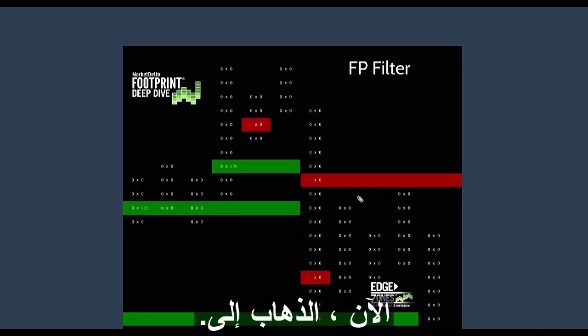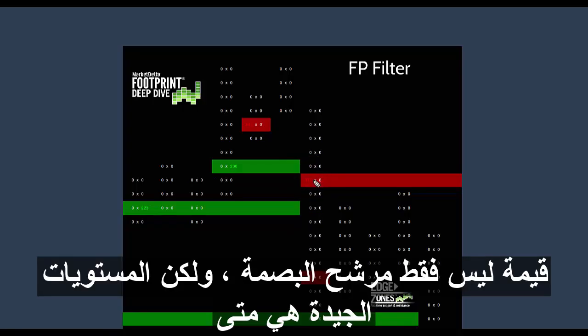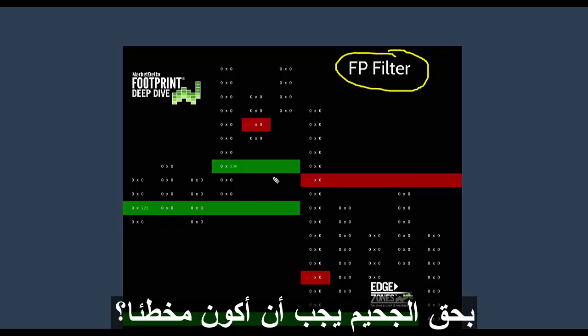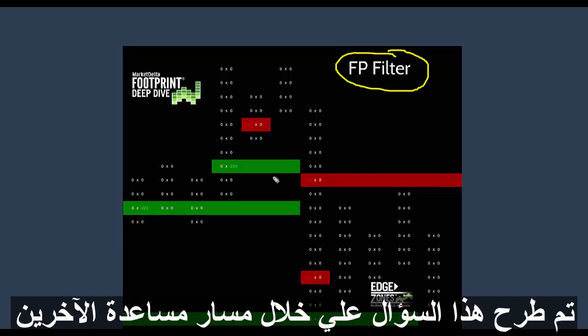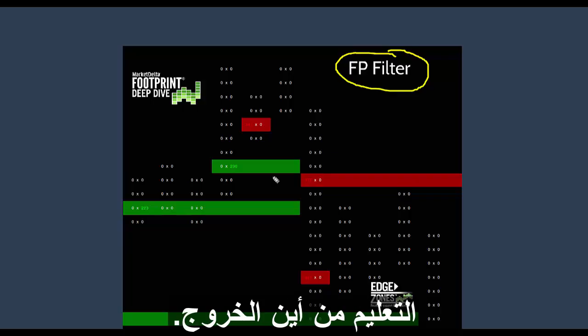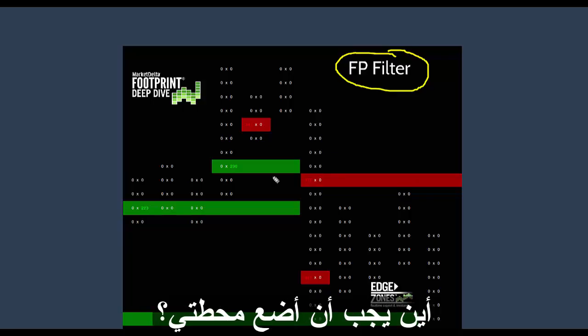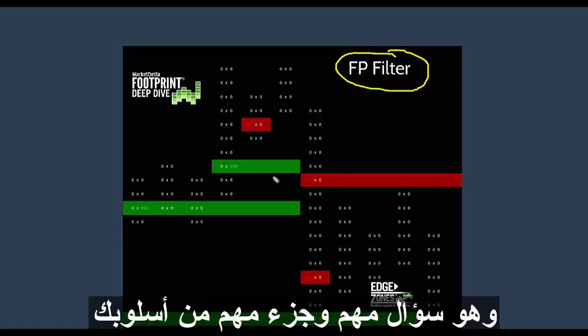Now, going into the value of not just a footprint filter, but good levels is, when the hell should I be wrong? Where the hell should I get out? I get asked that question over my course of helping others through education. Where to get out? Where should I put my stop? Where should I put my stop? And it's a great question, and it's an important question, an important part of your technique.